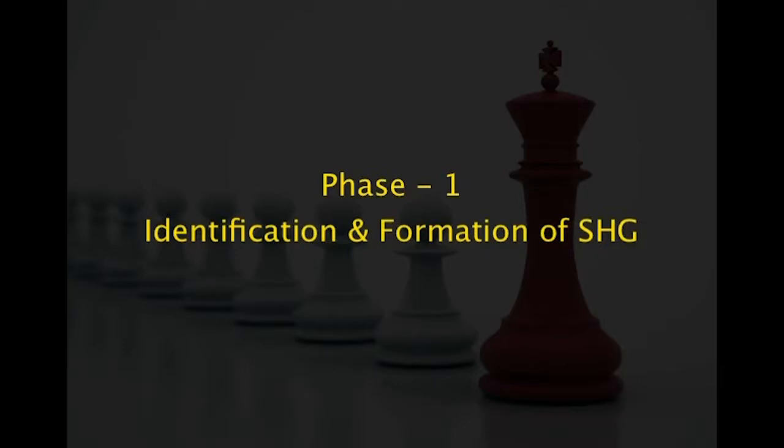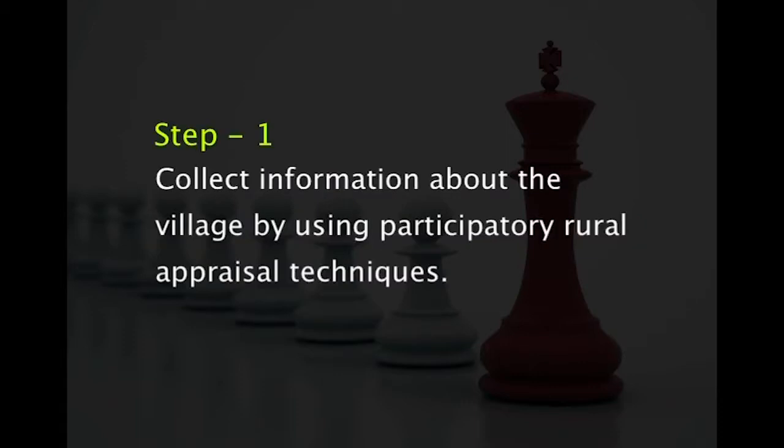Let us see an example of SHG formation. Phase 1, identification and formation of SHG. In this, step 1, collect information about the village by using participatory rural appraisal techniques. Under this, credit needs and analysis of sources of credit and its incomes and seasonality.